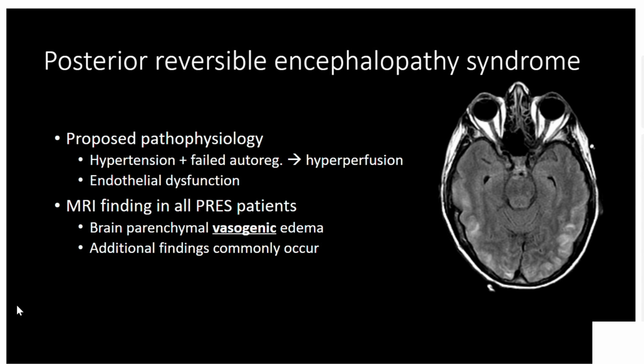Does anyone remember from yesterday how commonly you can get restricted diffusion, a component of the abnormality that has cytotoxic edema in PRES? Does anyone remember? About how much? With what frequency? I mean, there's a range in the literature, but.